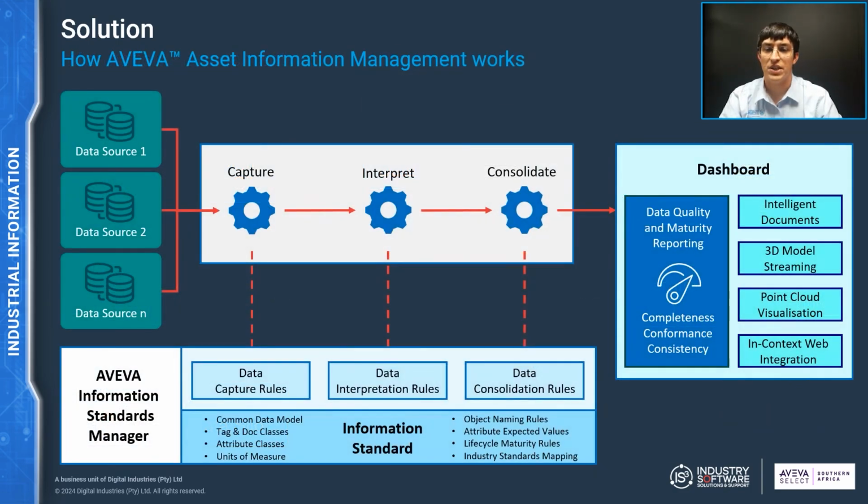AVEVA Asset Information Management is a fully agnostic solution that ingests information from various systems and publishes them into a single dashboard. In the back-end process, data is captured from the various sources based on criteria and filters. The system will then interpret the data and validate it against standards to finally consolidate and link them with the existing data already available in the system.